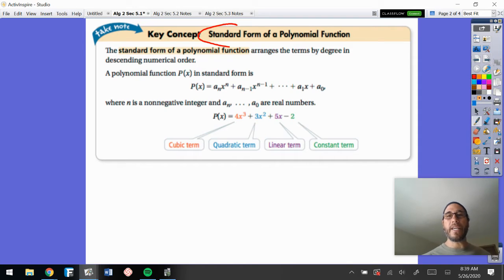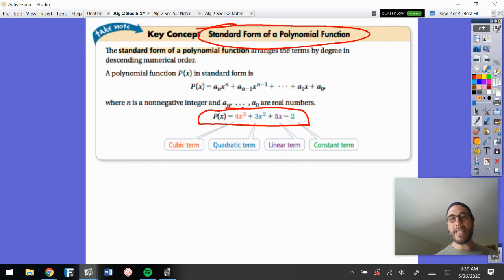Key concept: standard form of a polynomial function. The standard form is we list these in decreasing degree. If you look at it, it goes x to the third, x squared, x to the first, and then no x. Each one of these has a name. If it's x cubed, that's called our cubic term. X squared is our quadratic term. X to the first is our linear term. And if there is no x or variable on it, we call that a constant term.